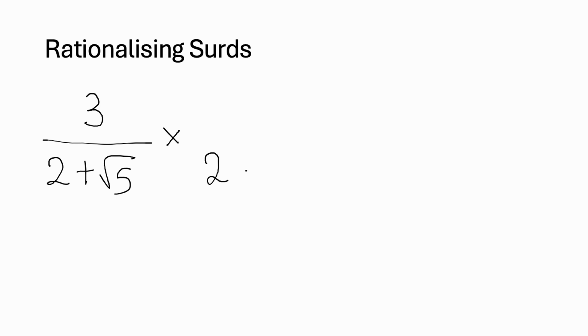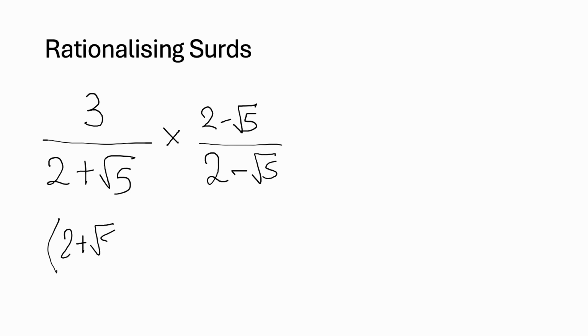So let's say we have 3 over 2 plus root 5. If we want to rationalise this surd, we have to essentially times by 2 minus root 5 for the top and bottom. Okay, so we do 2 plus root 5 and expand that one out with 2 minus root 5. If we use our FOIL method, first we would do 2 times 2, which is 4.